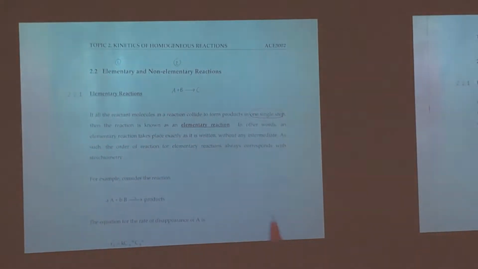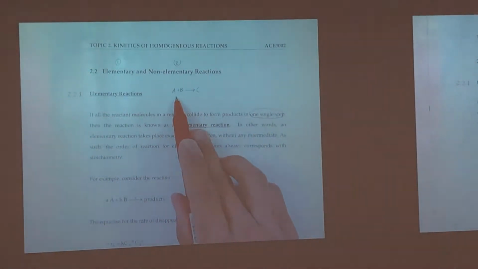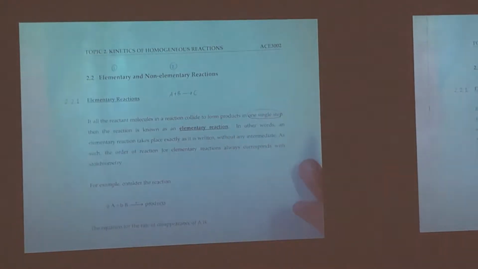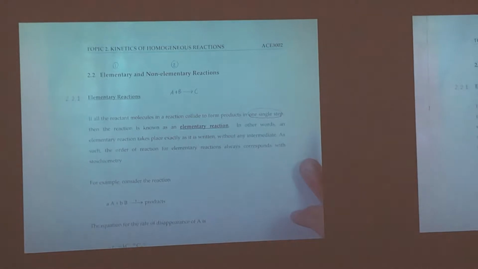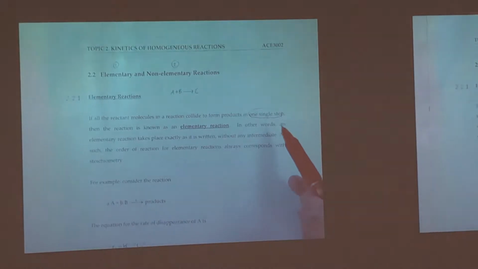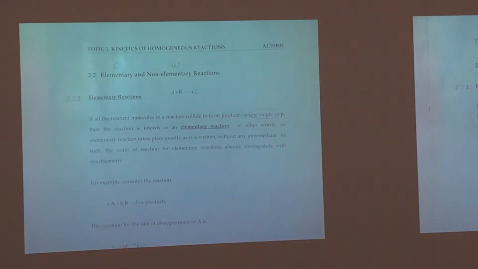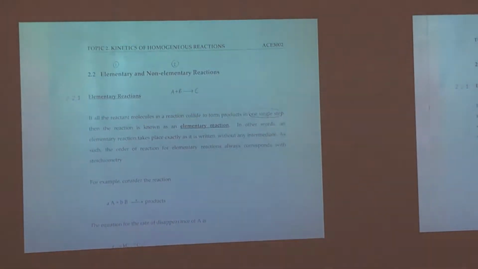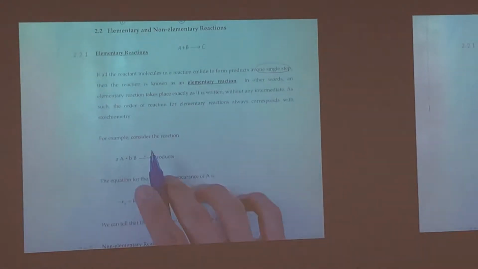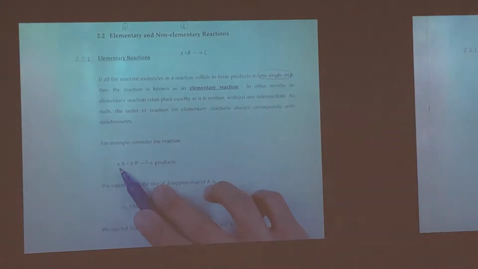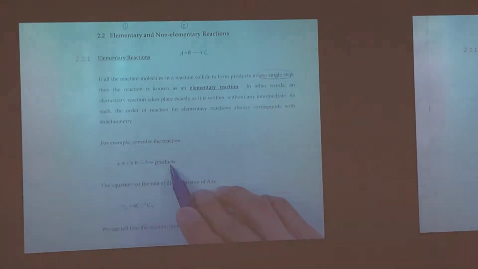Basically, the idea is whatever you see in this equation, it means that the reaction takes place exactly as it's written here. And an elementary reaction always corresponds to the stoichiometry. So how does this correspond to the stoichiometry? Let's consider the reaction, same thing: coefficient a of A plus coefficient b of B gives you the products.